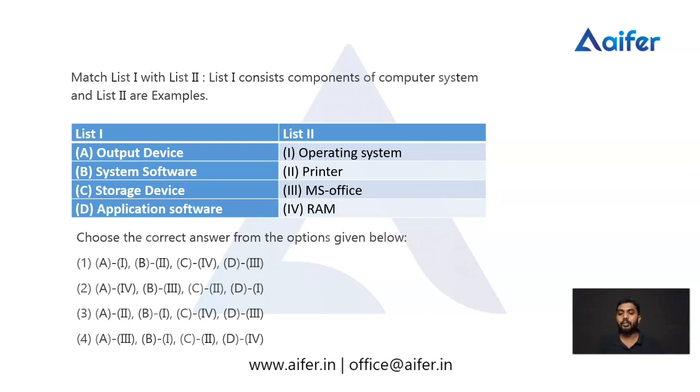Option 1: A1, B2, C4 and D3. Option 2: A4, B3, C2 and D1. Option 3: A2, B1, C4 and D3. And option 4: A3, B1, C2 and D4. We are going to check the answer.